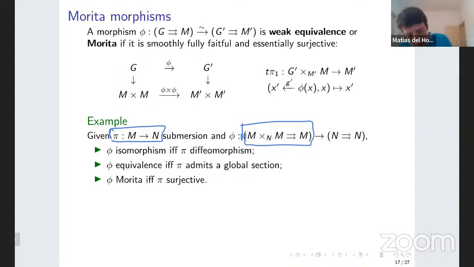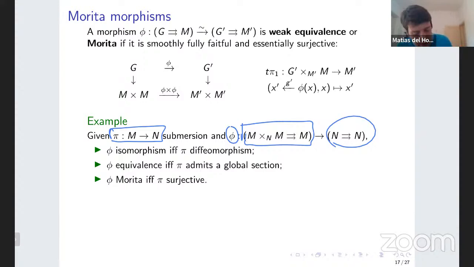Then this projection phi is going to be an isomorphism of groupoids if pi is a diffeomorphism. This phi is going to be an equivalence, meaning that there is a functor the other way around, and both compositions are isomorphic to the identities, if pi admits a global section. And it's going to be Morita, or a weak equivalence, if pi is surjective. Okay, so you see that these three things are very different.